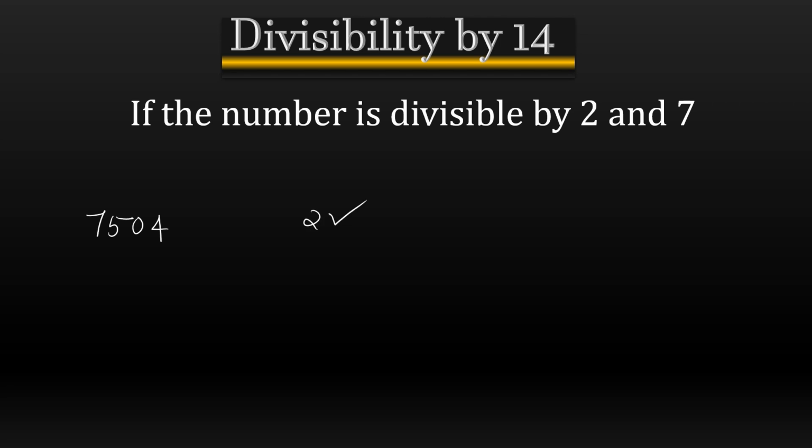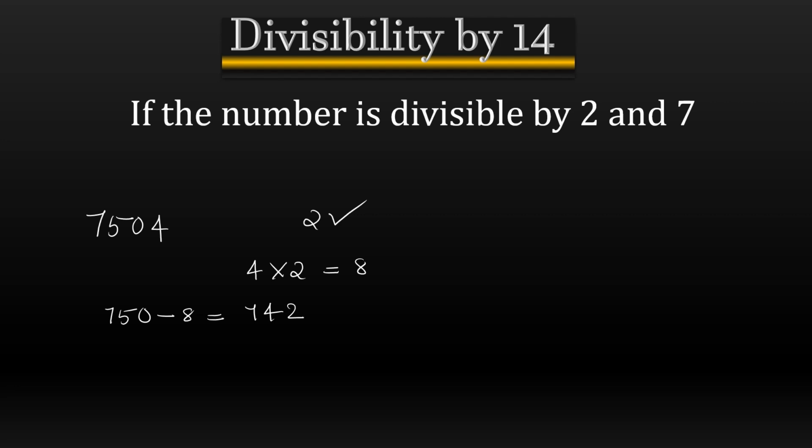Now what about 7? How to apply the divisibility rule of 7? What was the divisibility rule of 7? Yes, multiply the last digit with 2. That is 4 into 2 is equal to 8, and subtract it from the remaining digits. That is 750 minus 8 is equal to 742.